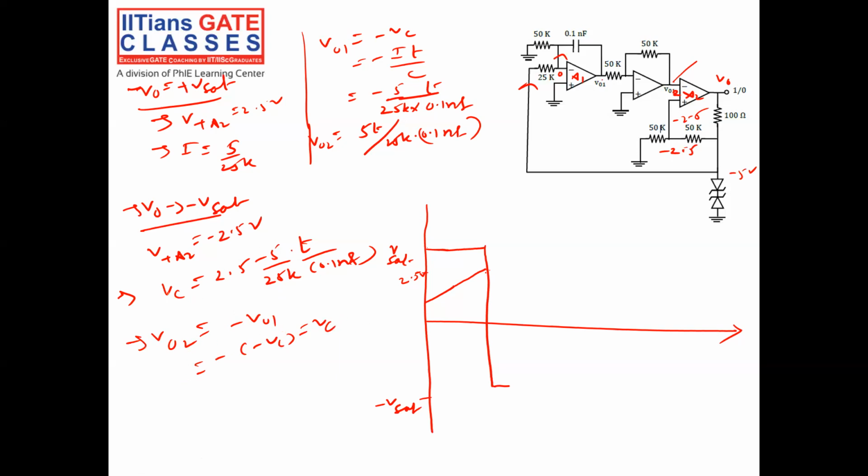So what is happening in my Vc? Vc is decreasing, right? 2.5 volt minus something, so it goes on decreasing. When it reaches minus 2.5 volt, and just goes to minus 2.49999 and then just crosses minus 2.500001, what will happen? This negative will be less, positive will be more. It will switch to plus V set.